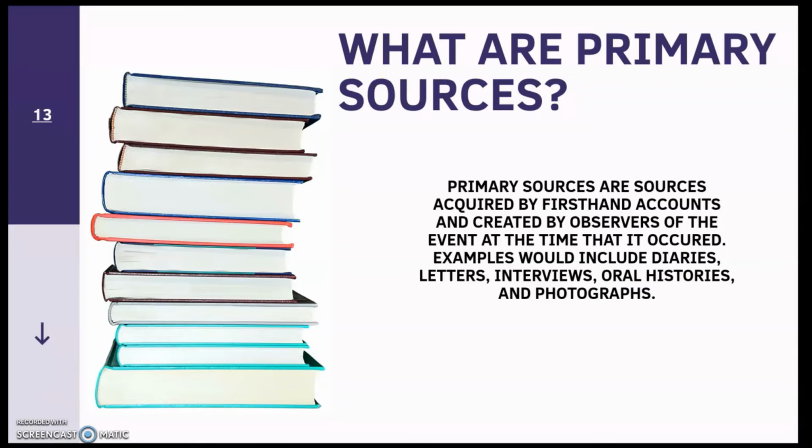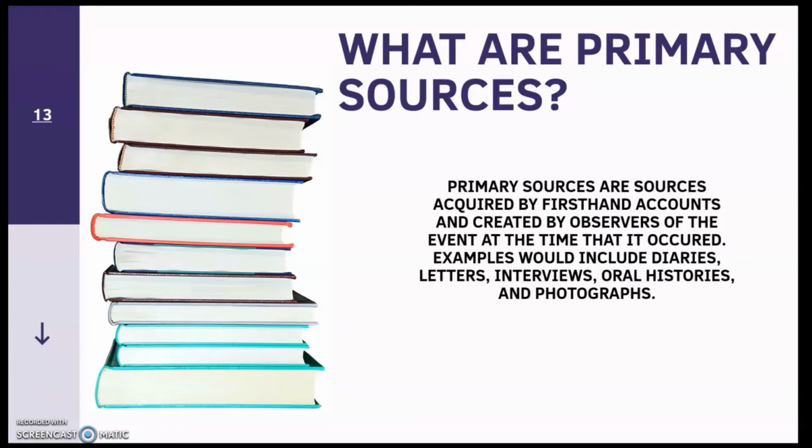So primary sources are sources acquired by first-hand accounts and created by observers of the event at the time that it occurred. Examples would include diaries, letters, interviews, oral histories, and photographs. So, in a nutshell, primary sources are more so created and they are more so originated work. This would be the copywritten work that we are talking about.